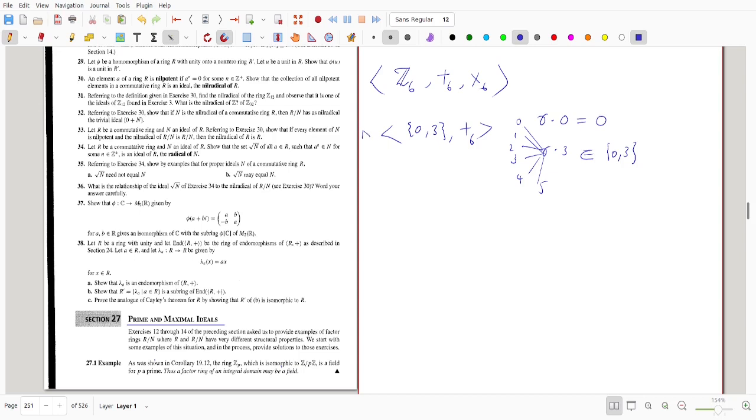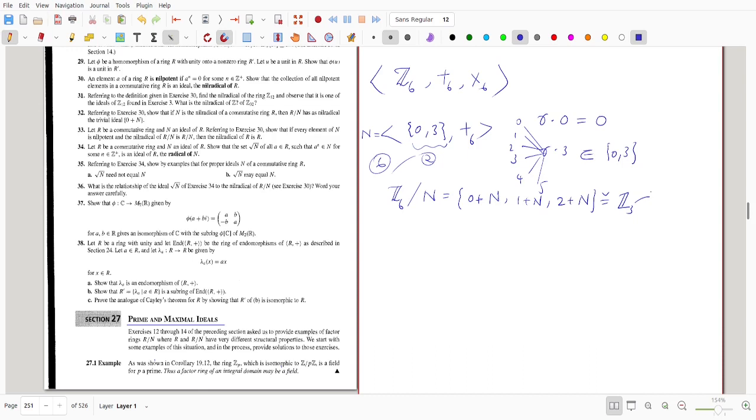I call it N. Then we can use this ideal to define the factor ring Z6 over N. Okay, so obviously this contains 3 elements, because the number of distinct left cosets is 3. Z6 contains 6 elements and N contains 2 elements, so 6 by 2, there are 3 distinct left cosets. These are N itself, 1 plus N, 2 plus N. Obviously this is isomorphic to Z3. You can easily verify that this is Z3.